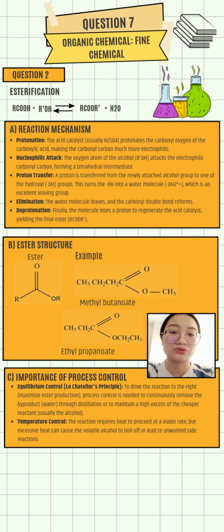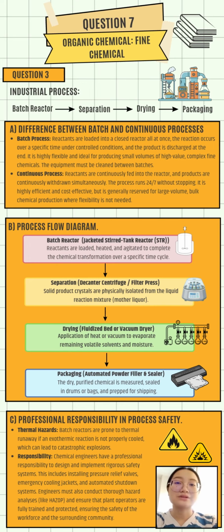Process control is needed to continuously remove the byproducts through distillation or to maintain a high excess of the cheaper reactant. Second is temperature control. The reaction requires heat to proceed at a viable rate, but excessive heat can cause the volatile alcohol to boil off or lead to unwanted side reactions. So this last slide is the industrial process.